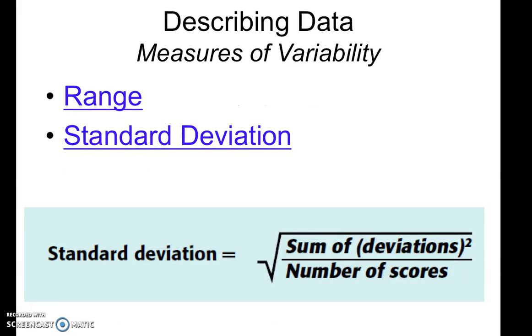We also look at variability, and we do that with range and standard deviation. So the range is going to be the gap between the lowest and highest scores. Standard deviation tells us how much an individual score differs from the mean. So again, standard deviation tells us how much individual scores differ from the mean. The higher the standard deviation, the less similar the scores are.